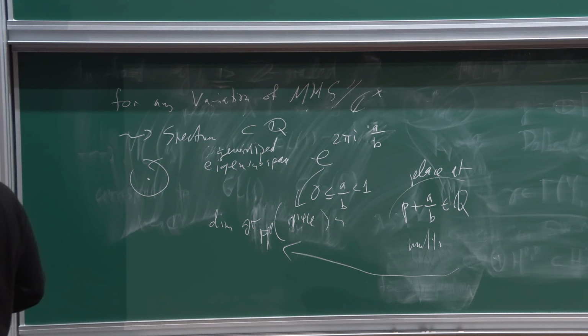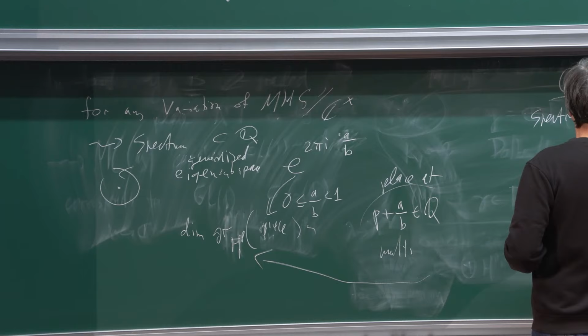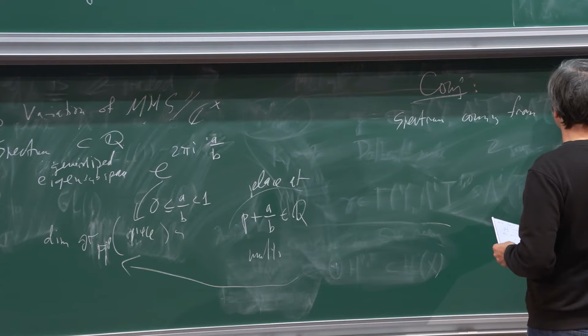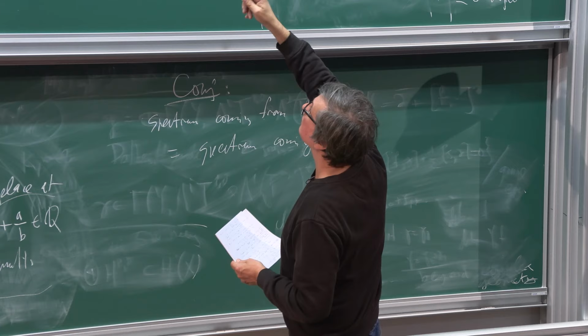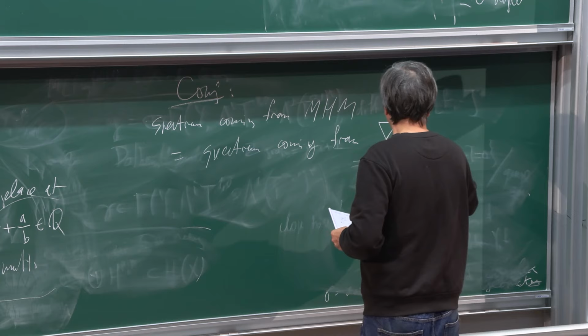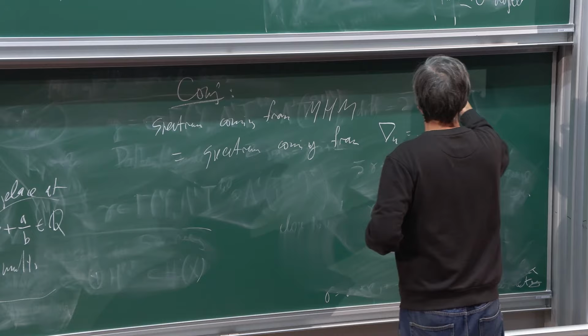Typical story, and so the conjecture is that the spectrum coming from this mixed Hodge module theory is the same as the spectrum coming from this connection with second order pole. It's a very reasonable conjecture because, again, in the classical theory for isolated singularities, that's what people studied many years ago.